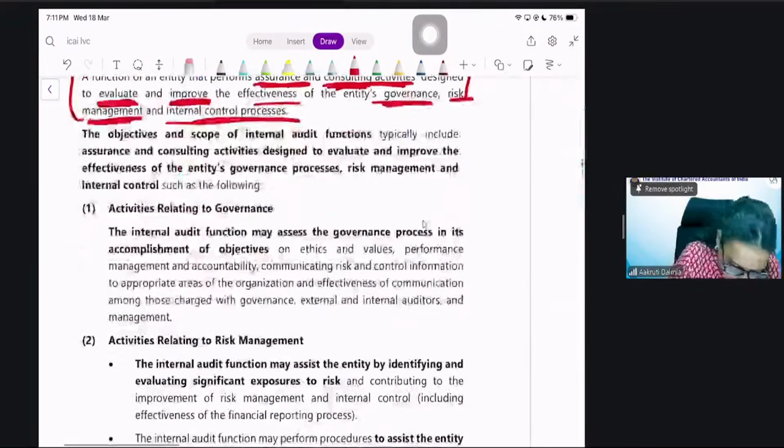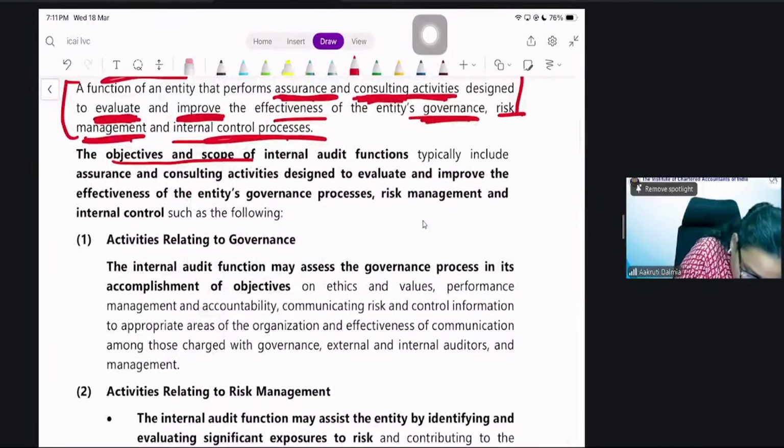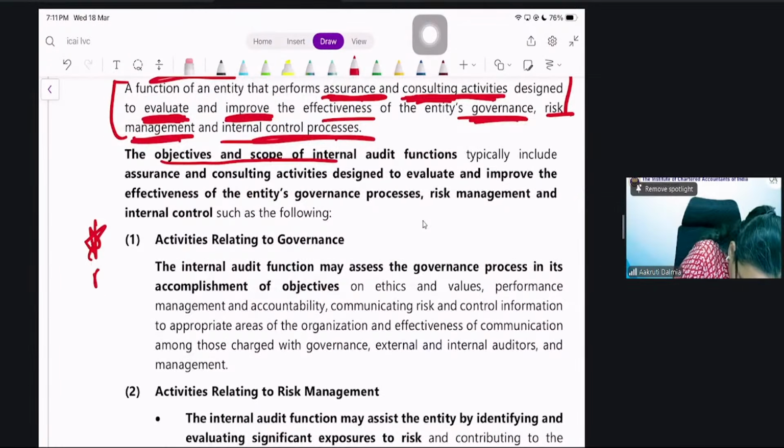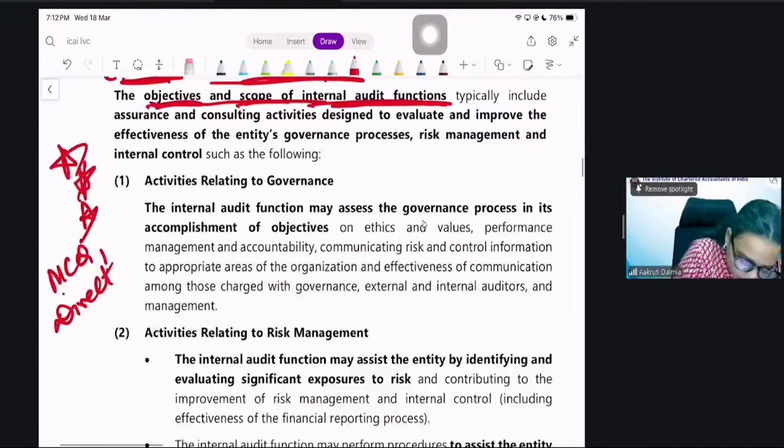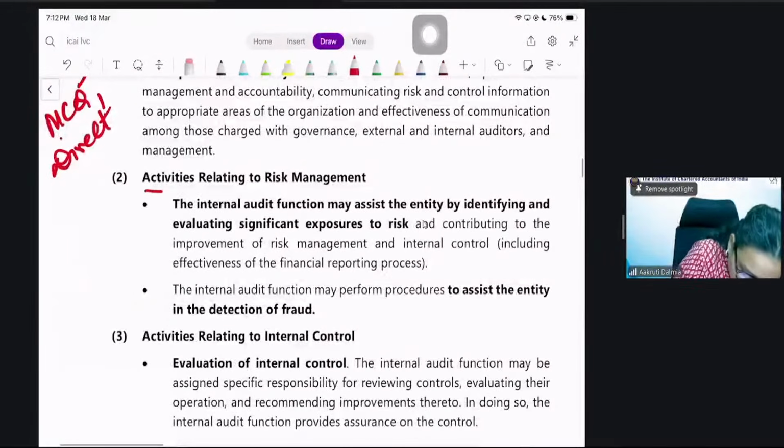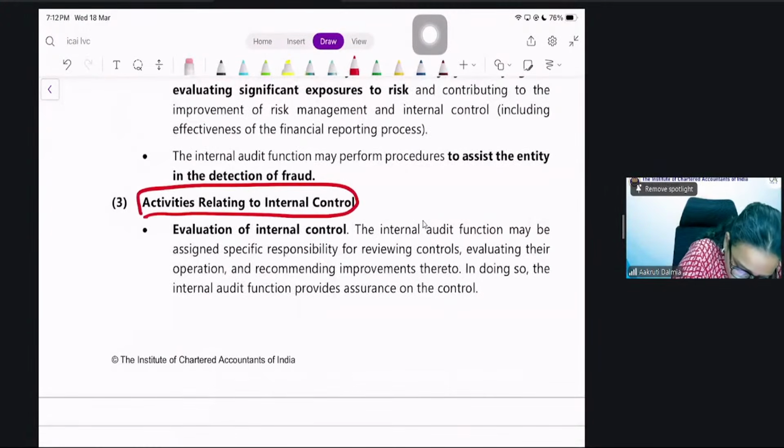Very easy. Now objectives and scope. Please remember this answer. Very popular. Objectives and scope of internal audit function. Please remember, very, very popular as MCQ, as direct question. In any way it can come. Very popular question, okay? So objective and scope of internal audit, what does it include? Activities relating to governance, activities relating to risk management, and activities relating to internal control.